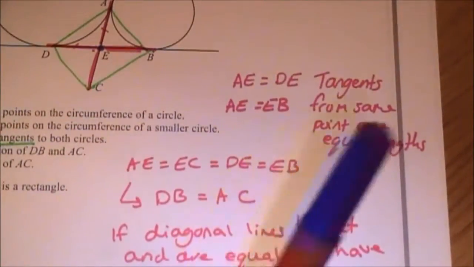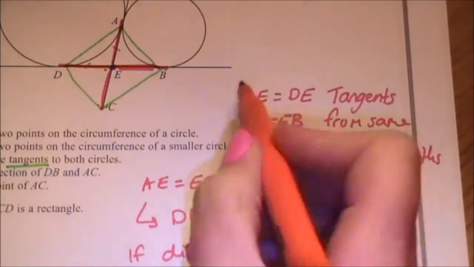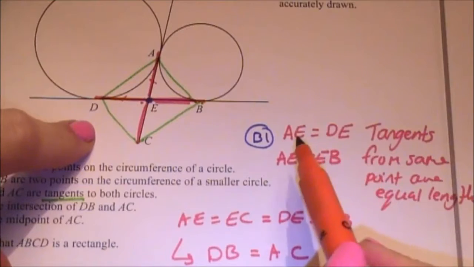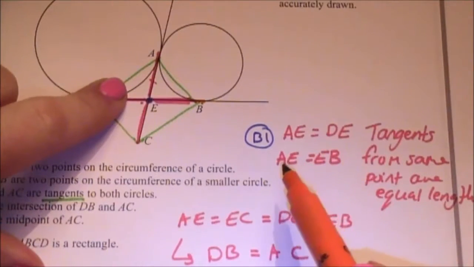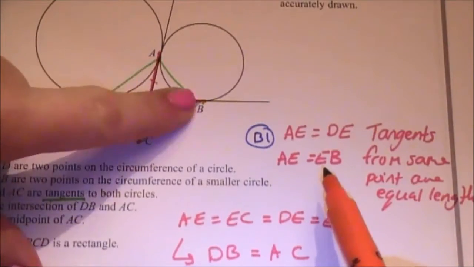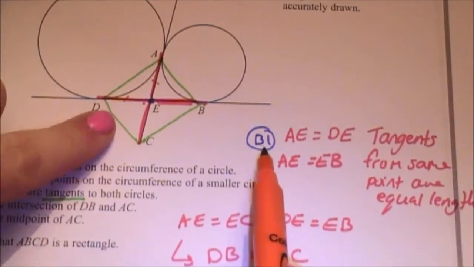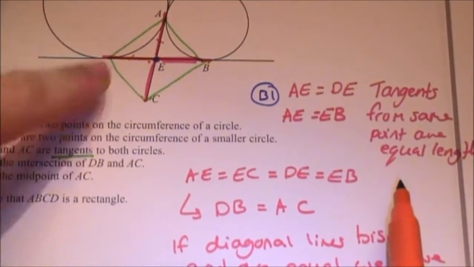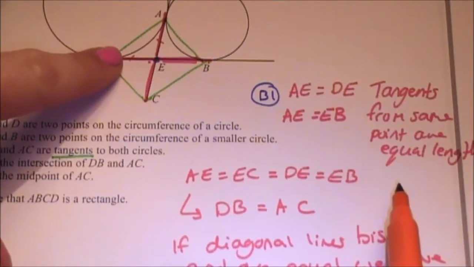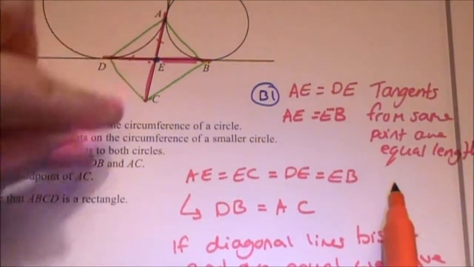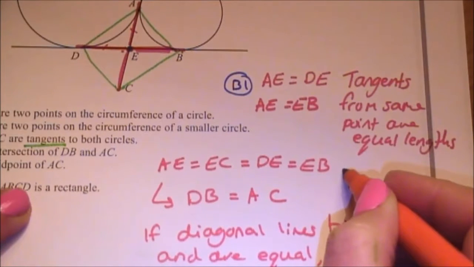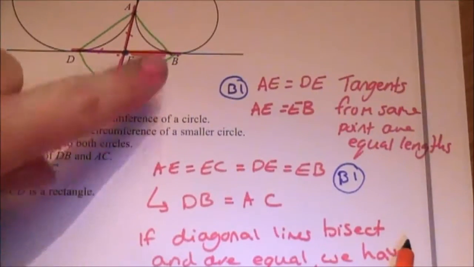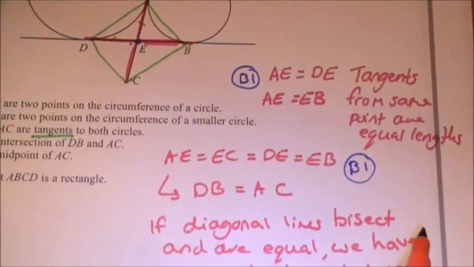Alright, so the marks are allocated. You get your B1 mark for recognising the statement about the tangents, and it can be for saying AE is equal to DE, or it can be saying that AE is equal to EB. The fact that I've got both doesn't really mean anything. I get 1 mark for that aspect. Now I get a second mark for recognising that if the tangents are equal to one another and that's the midpoint, then all of these lengths are going to be equal. So I'm going to get my second mark for recognising that all these lines are equal.